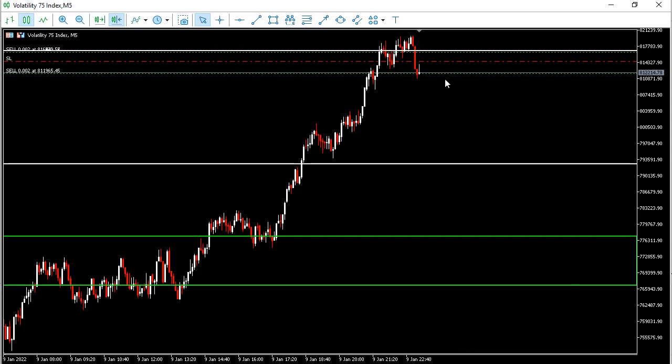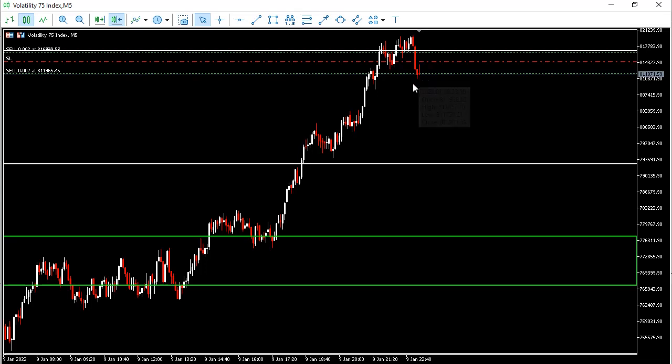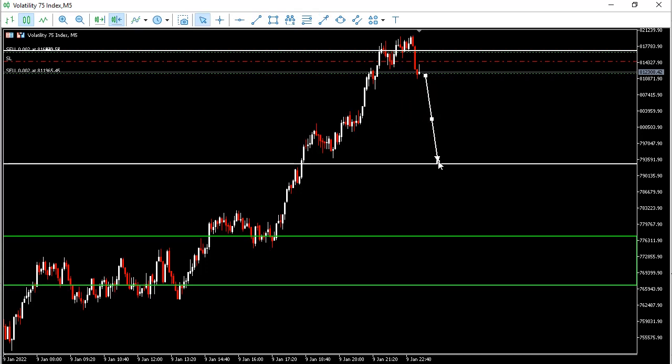And you would notice that this is the first entry, and this is the second entry that I've just taken, because I see price scaling straight down to the downside. I just hope it goes that way.